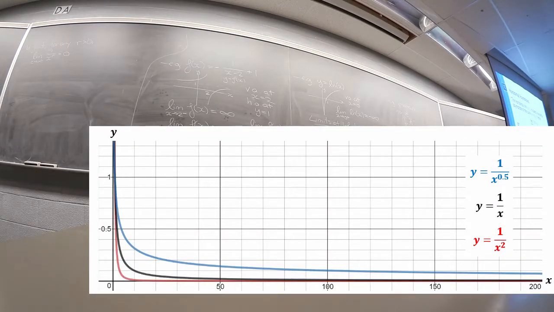Like 1 over x squared. Like 1 over x. Try a few things in there and convince yourself that that makes sense. 1 over square root x. Whatever. As you make x bigger and bigger and bigger, the bottom gets bigger and bigger and bigger, and the whole thing just goes to nothing.